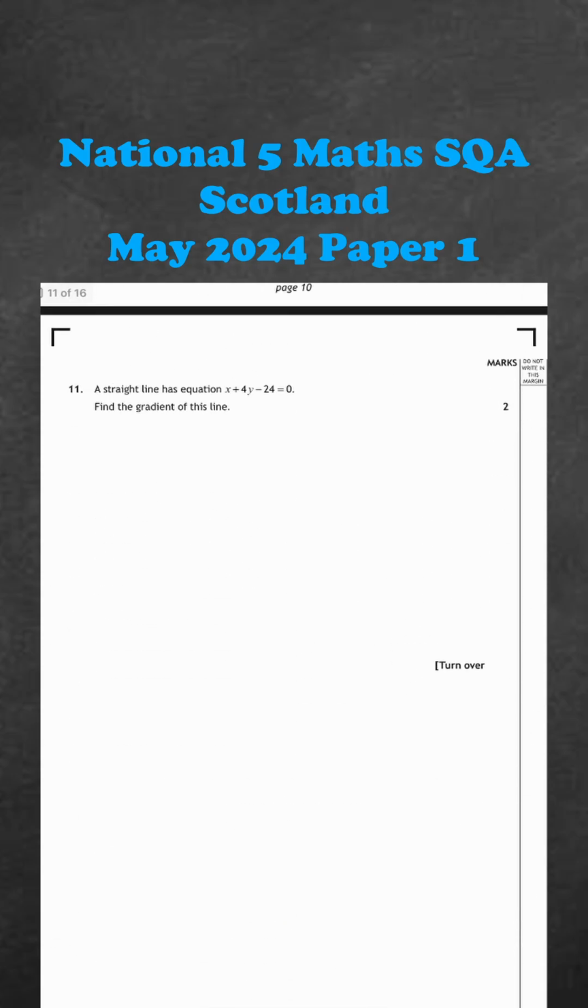Question 11. A straight line has equation x plus 4y minus 24 equals 0. Find the gradient of this line. We need to get this in the form y equals mx plus c. So this is the same as 4y equals 24 minus x, or y equals minus x over 4 plus 6, as I've divided both sides by 4 there, which is the same as y equals minus a quarter of x plus 6.